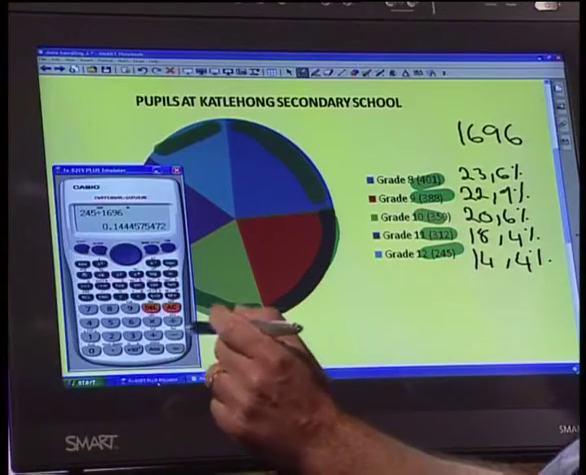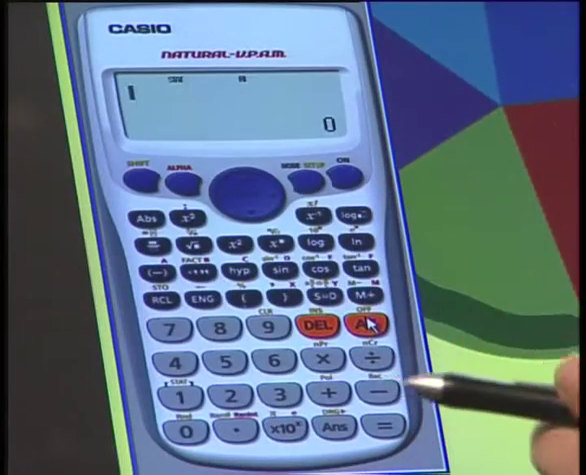Now we have a percentage of the students for each grade. A way to check that you've done this all correctly is to add up those percentages and see if they come to 100%. Remember, we can't have more than 100% at the school. The school is full at 1,696 students. That is 100% of the school. That is our total. Adding those values up, let's do it quickly, just for completeness sake.